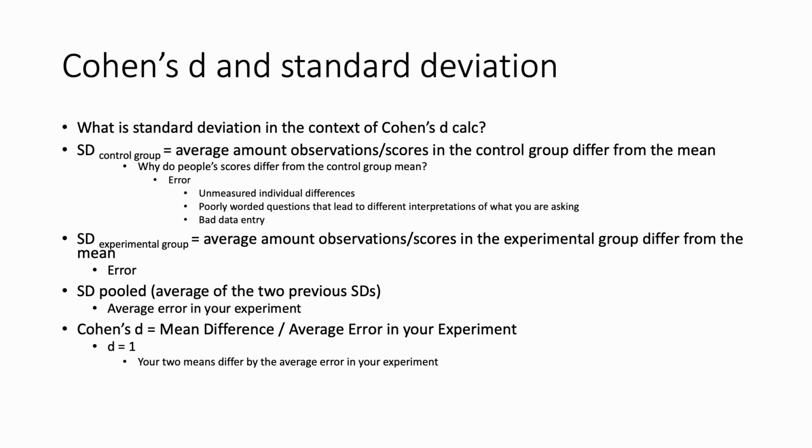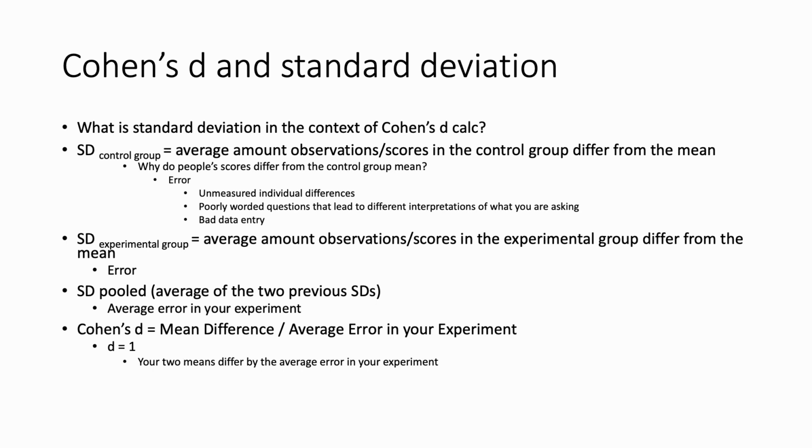So yes, individual differences. But in my view as a scientist, if I thought it was an important individual difference, I should have measured it and mathematically controlled for it, which is a super advanced concept I'm not going to tell you about today. But also, let's say I wrote some poorly worded questions that caused people to have different interpretations of what I was asking. They didn't understand the question. Maybe I had some poorly worded questions that just confused people. Well, that's error in my data, and that's going to cause people to have different scores on that test.